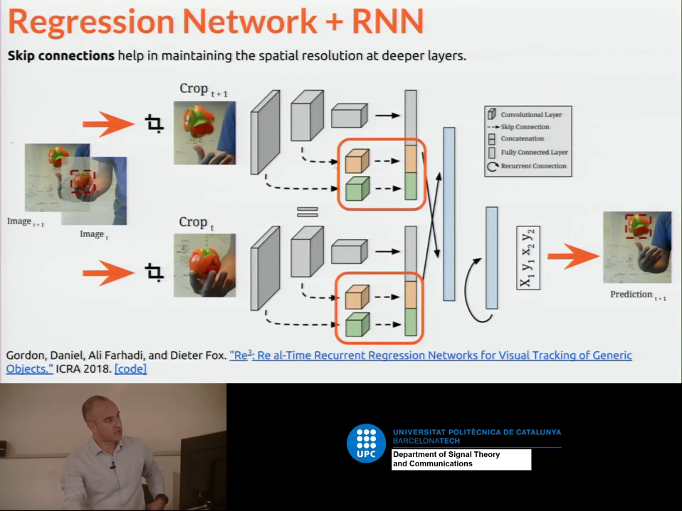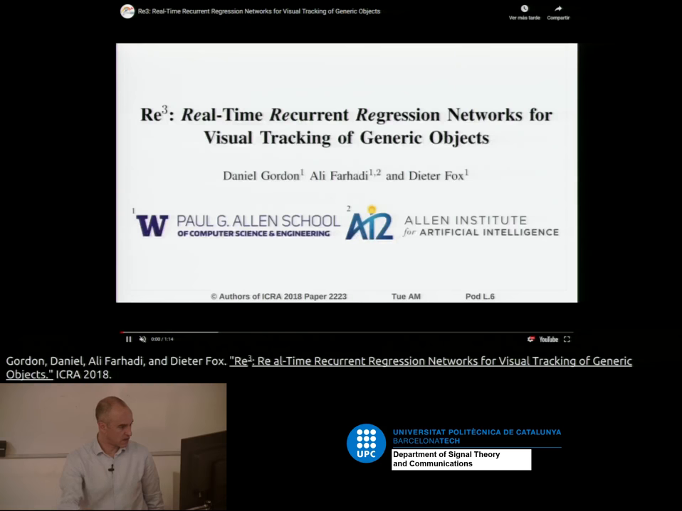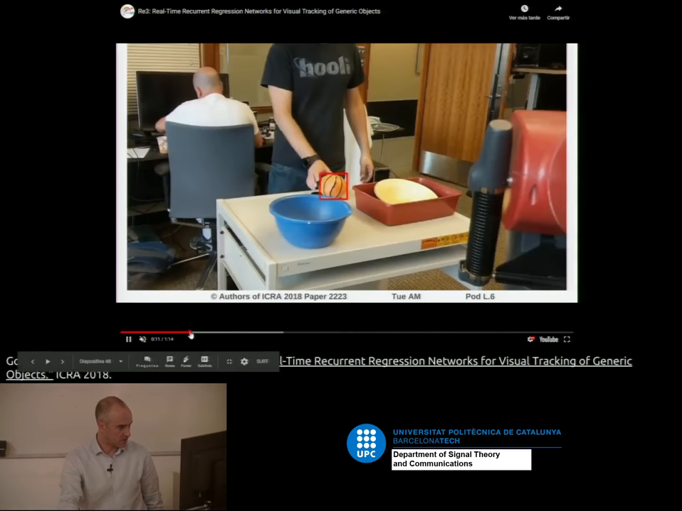Well, they did something else. Do you know about skip connections? Probably from segmentation, maybe. Yeah, so they also did this to improve the quality. And I think that's the work. There are some examples over here, yeah.